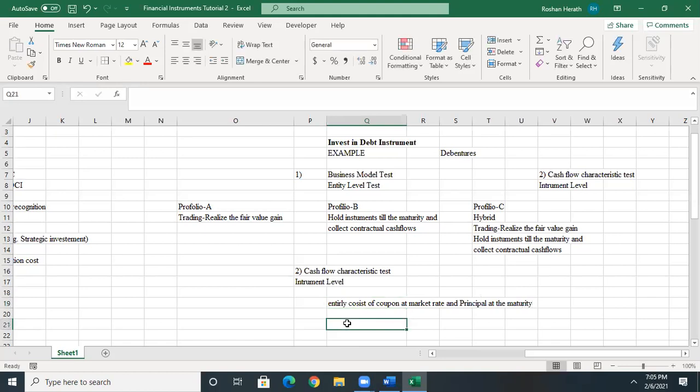So this is the fundamental question it asks. When it comes to the cash flow, it asks whether it entirely consists of the coupon at a market rate and the principal amount at the maturity. If a particular instrument is having these two, it's paying the coupon at the market rate and the principal at the maturity, then it says that the cash flow characteristic test is satisfied.